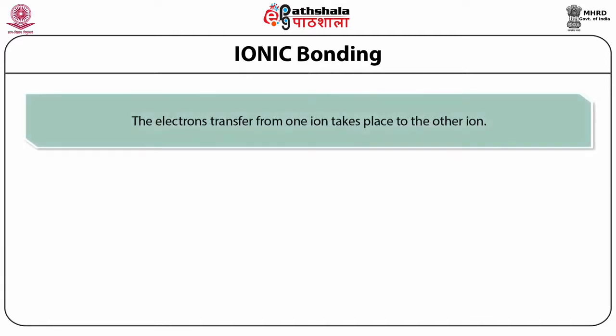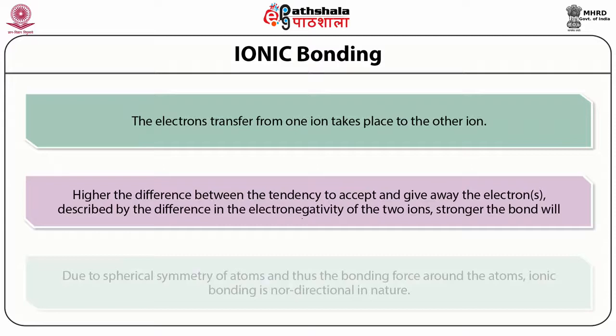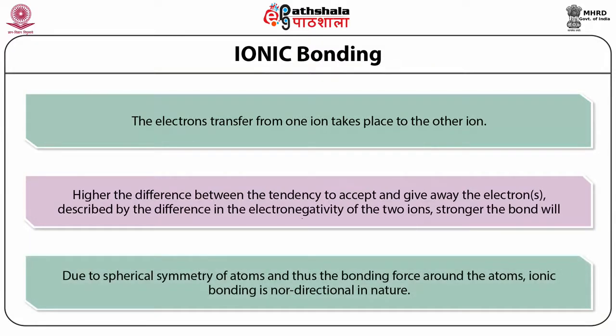The electron transfer from one ion takes place to the other ion. The higher the difference between the tendency to accept and give away the electrons, described by the difference in the electronegativity of the two ions, the stronger the bond will be. Due to spherical symmetry of atoms, and thus the bonding force around the atoms, ionic bonding is non-directional in nature.